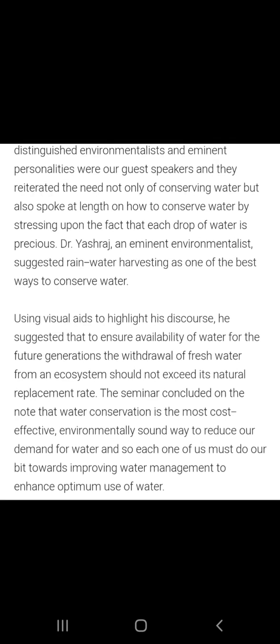Distinguished environmentalists and eminent personalities were our guest speakers, and they reiterated the need not only of conserving water but also spoke at length on how to conserve water, stressing the fact that each drop of water is precious. Dr. Yasraj and eminent environmentalists suggested rainwater harvesting as one of the best ways to conserve water. Using visual aids to highlight this discourse, he suggested that to ensure availability of water for future generations, the withdrawal of fresh water from an ecosystem should not exceed its natural replacement rate. The seminar concluded on the note that water conservation is the most cost-effective, environmentally sound way to reduce our demand for water, and so each one of us must do a bit towards improving water management to enhance optimum use of water. The second part was description and third is this, the conclusion.